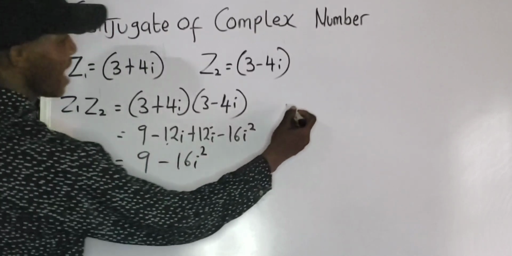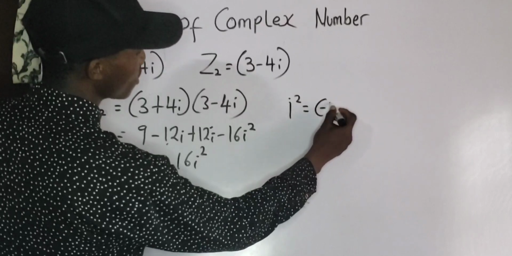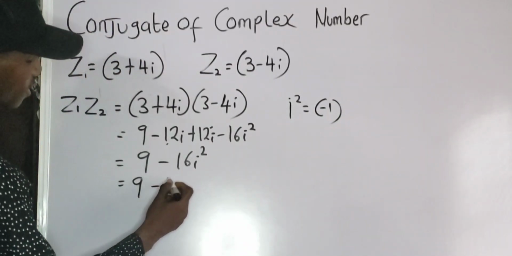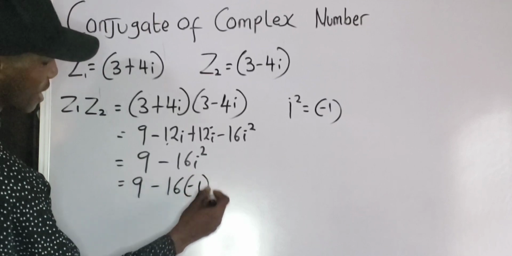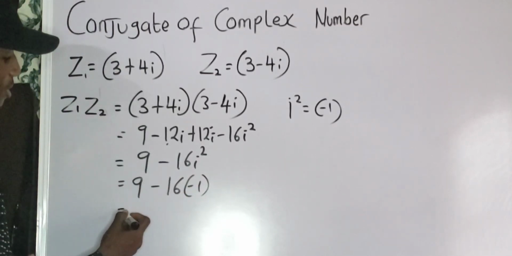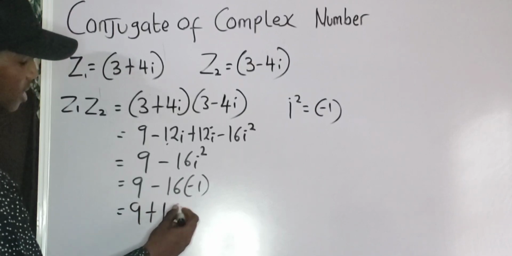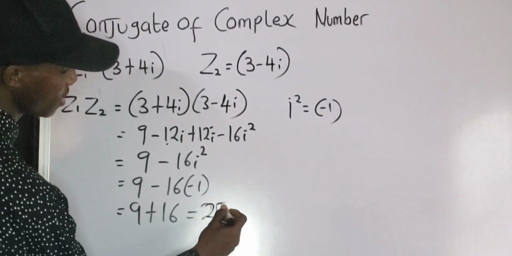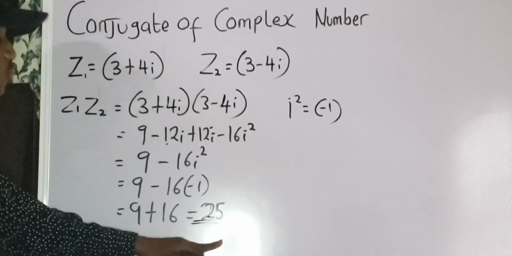Don't forget that i squared is equal to what? Minus 1. Yes, it is. So I'm going to have 9 minus 16 times (minus 1). Minus 16 multiplied by minus 1 gives us plus 16. So I'm going to have 9 plus 16. This is equal to 25.